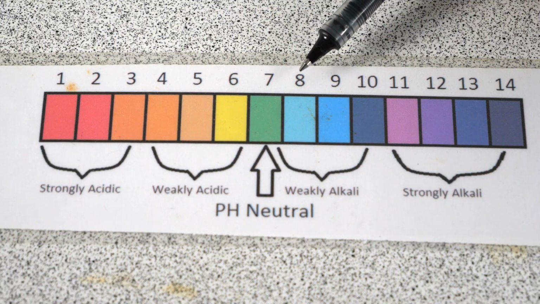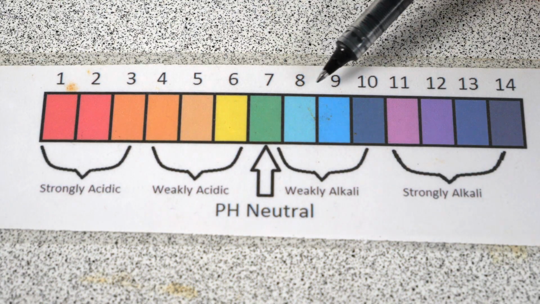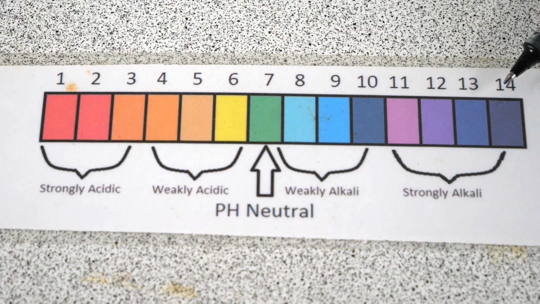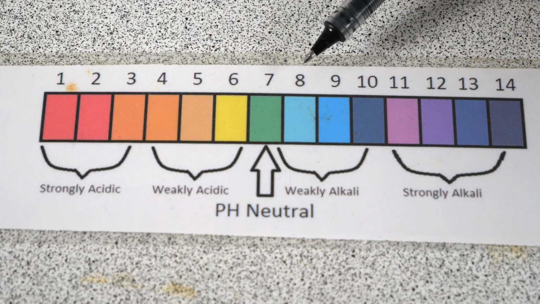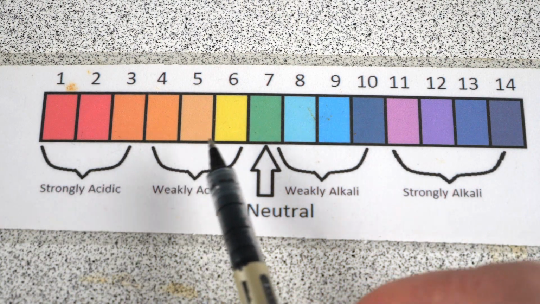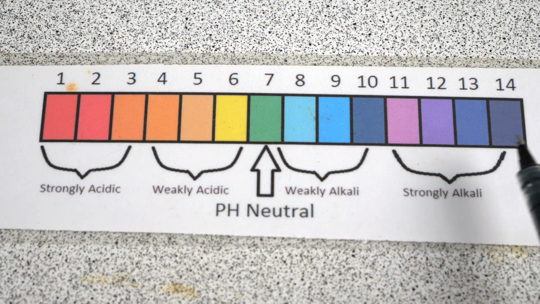Above 7 is for alkalis, and we can see that as you go towards pH 14, it becomes a strong alkali, whereas near 7, pH 8 or 9, that's a weak alkali. These colours represent the different colours that universal indicator goes with different substances, and I'll show you some of those now.